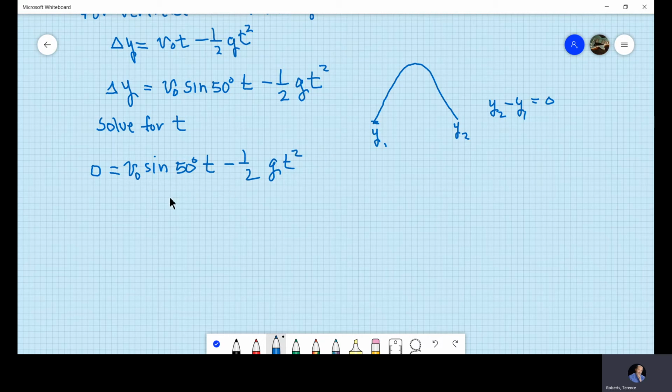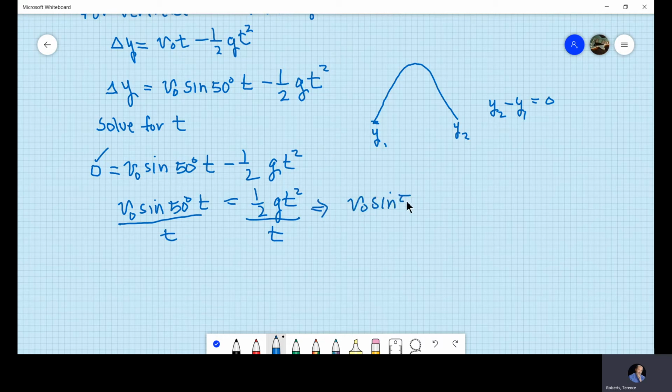Now we know that when we solve for t, because we have a 0 right there, one of the answers is going to be 0. So we don't really have to use a quadratic equation. This becomes v sub naught sine 50 degrees t equals 1/2 g t squared. I'm going to take both sides and divide by t. This is going to give me v sub naught sine 50 degrees equals g t divided by 2.